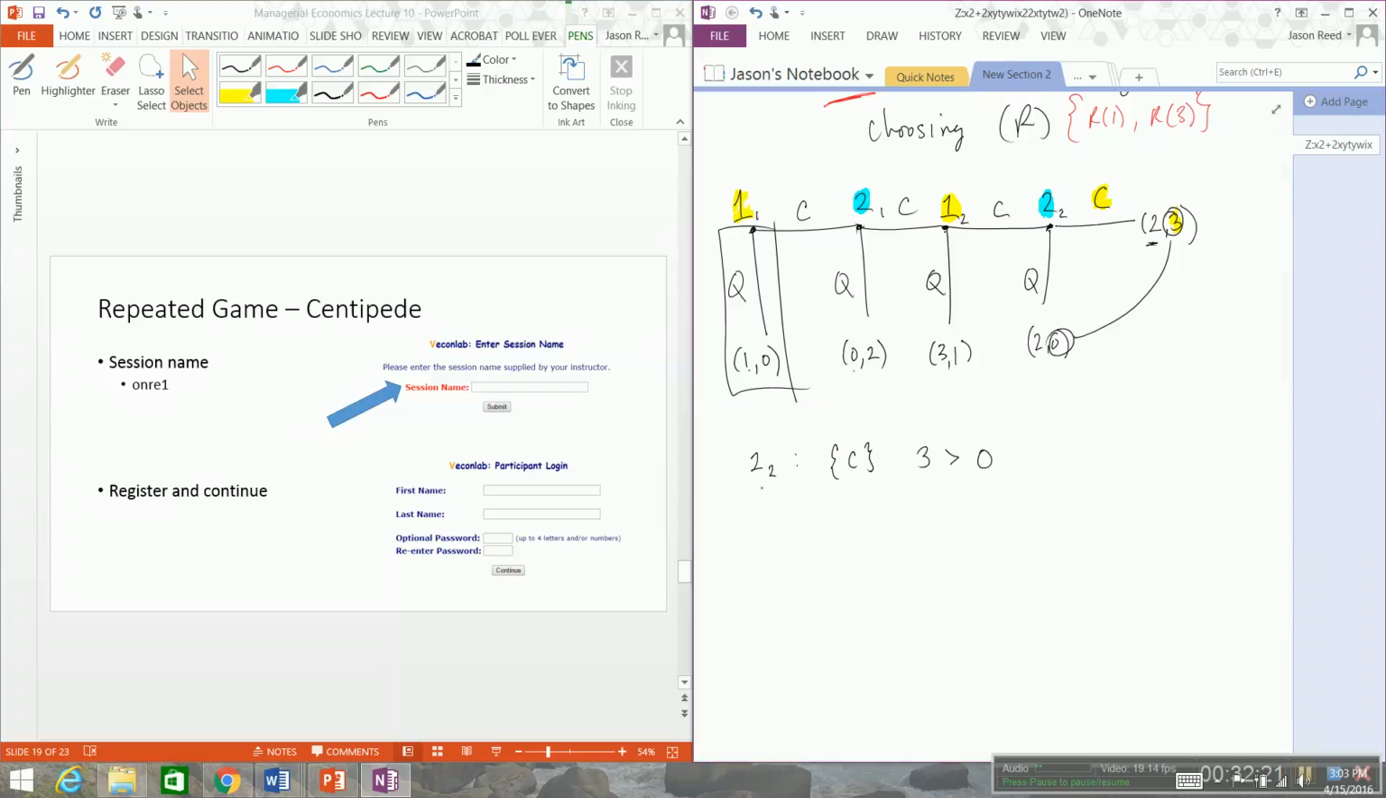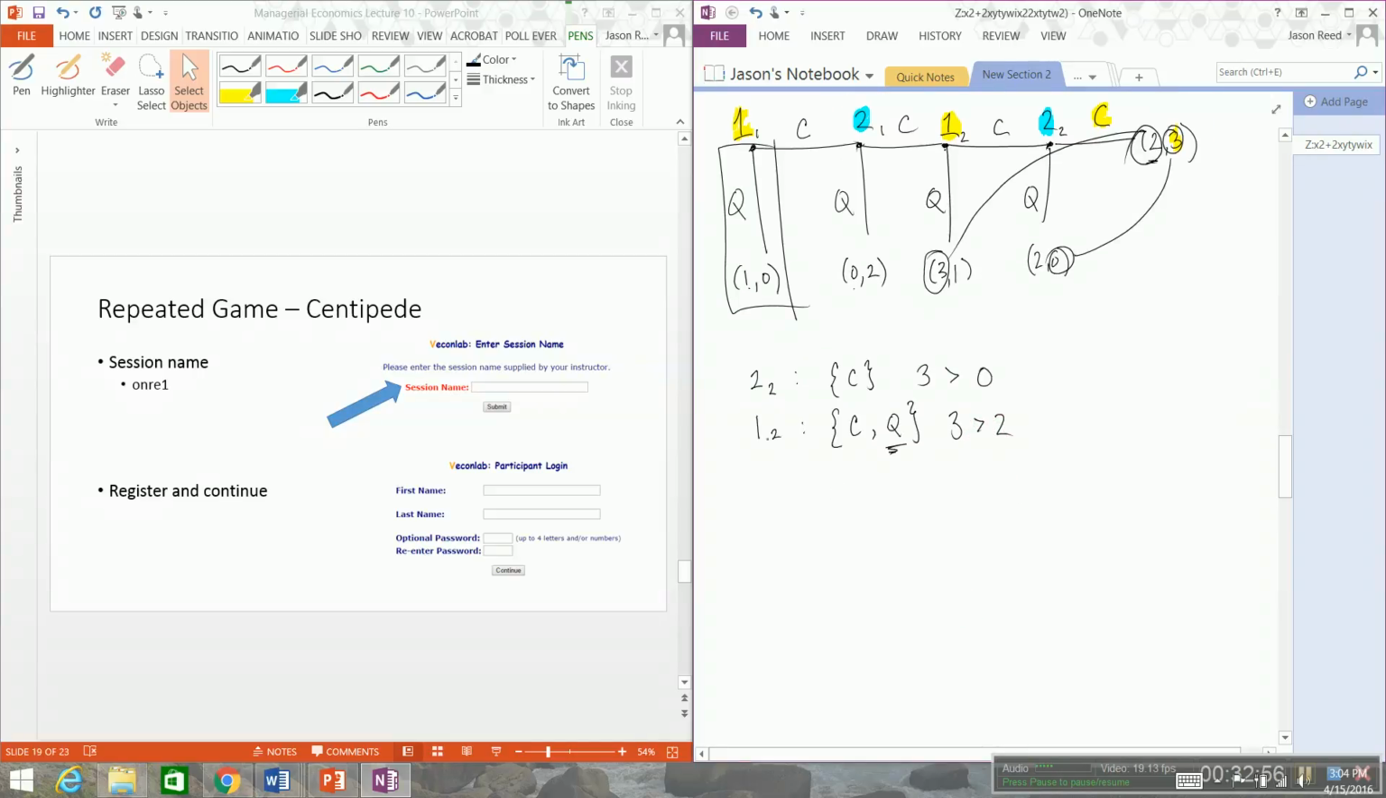So knowing that, player 1 in their second choice knows that player 2 is going to choose C. So player 1 would like to actually choose Q. Player 1 is going to choose Q in their second choice because they're going to get a payoff of 3 if they choose to end the game. And that's going to be bigger than the payout that they would have received if player 2 chooses to continue the game at 2.